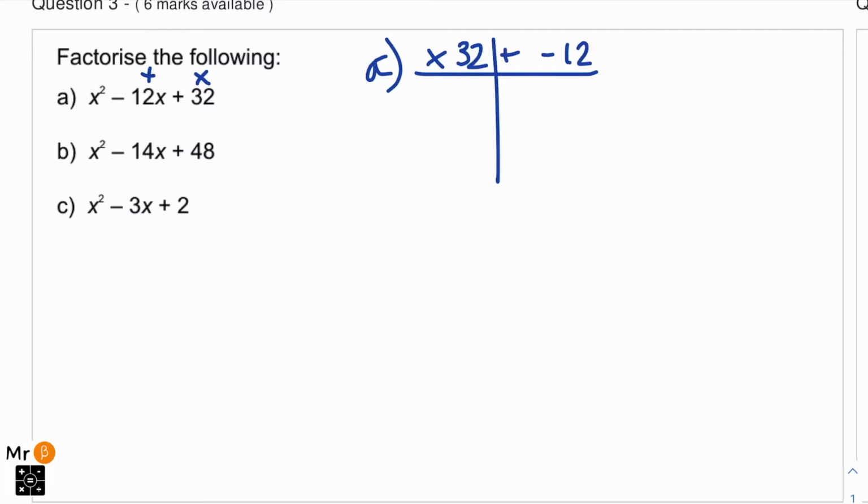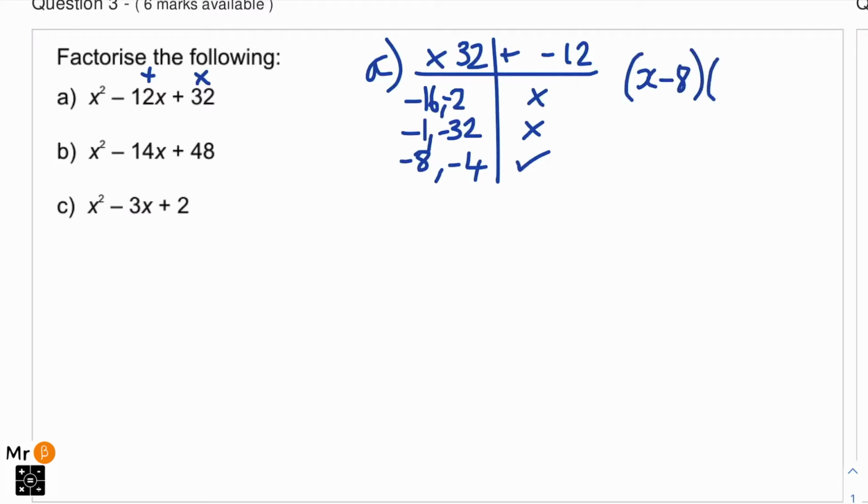So instead of writing my positive factors of 32, I'm going to make sure they've both got negative signs in front of them. So we've got negative 16 and negative 2, negative 1 and negative 32, negative 8 and negative 4. So now I can add these together. Negative 16 plus negative 2 doesn't work. Negative 1 plus negative 32 doesn't work. Negative 8 plus negative 4 gives you negative 12. So therefore, we've factorised, and our solution would be x minus 8, x minus 4.